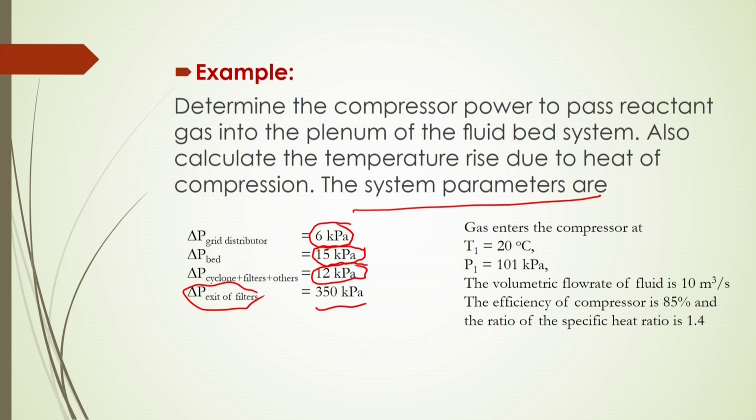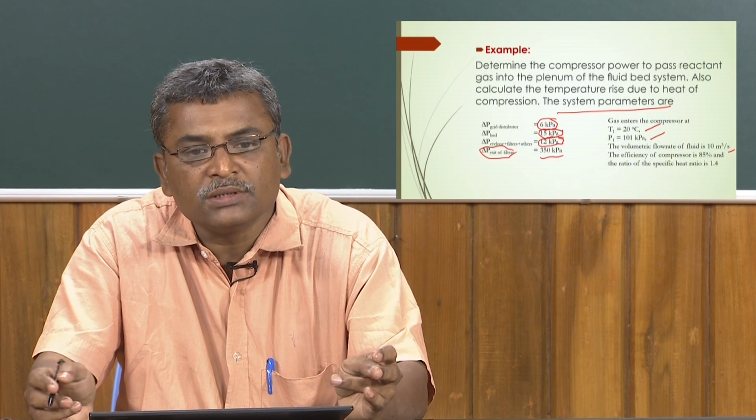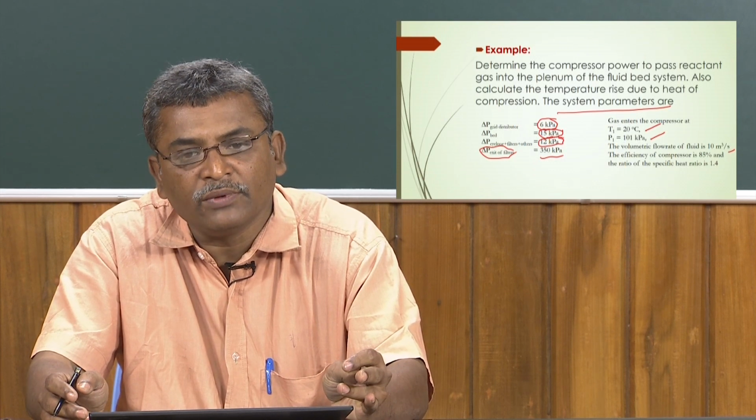And gas enters the compressor at T1 equal to 20 degrees centigrade and an initial pressure of 101 kPa. The volumetric flow rate of the fluid is 10 meter cube per second. The efficiency of the compressor is considered as 85%, and the specific heat ratio is 1.4. So, with these conditions, how do we calculate the compressor power to pass this reactant gas into the plenum of the fluidized bed system?